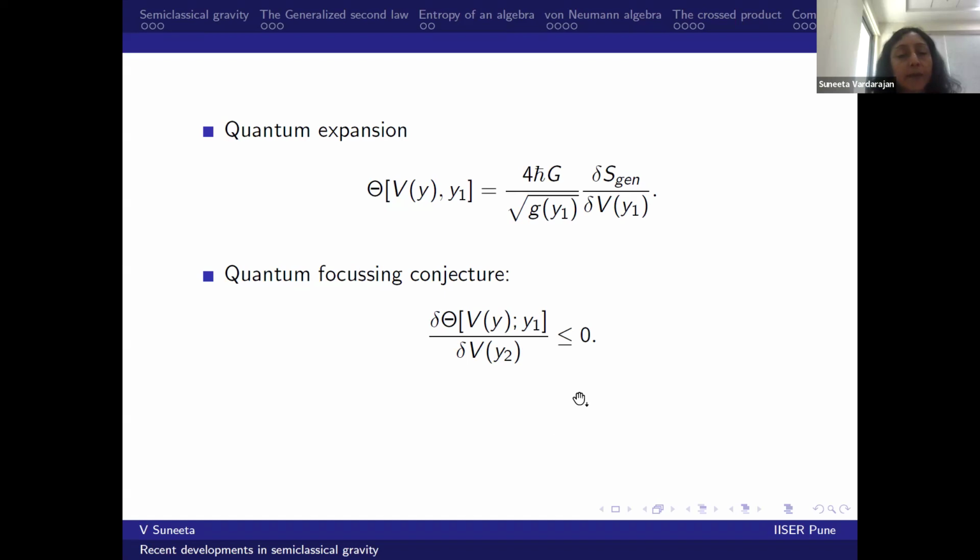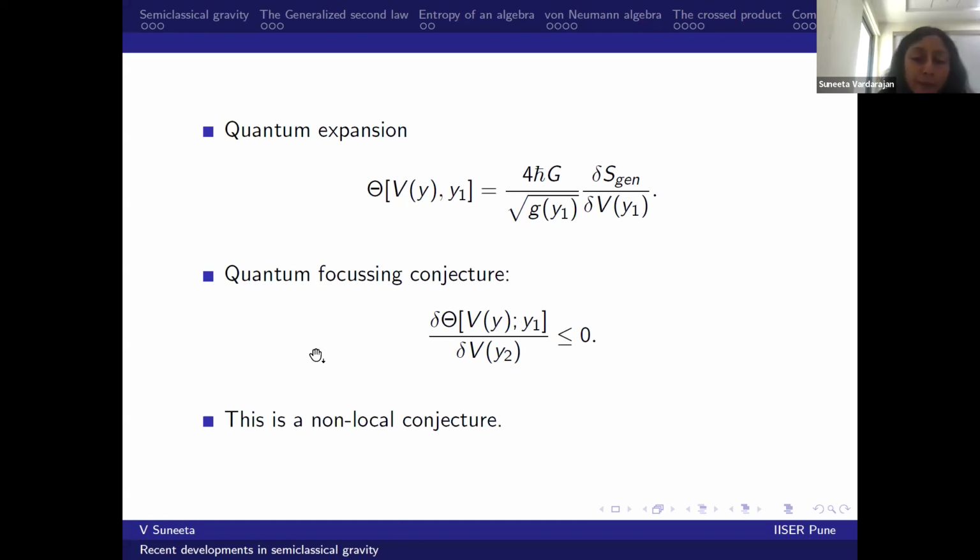And this inequality, the quantum focusing conjecture says that this inequality is always true. This is like my analog of the fact that gravity always focuses. This is an analog of the classical statement I have from the Raychaudhuri equation that d of the classical expansion by d lambda is always negative. Here I have something for the quantum expansion. So this is the quantum focusing conjecture.